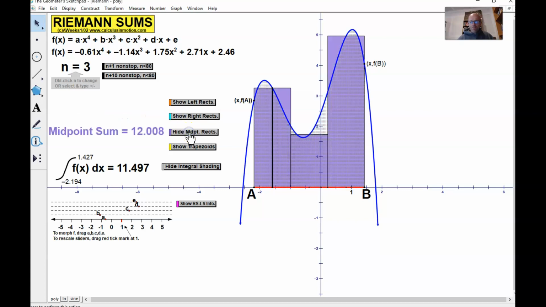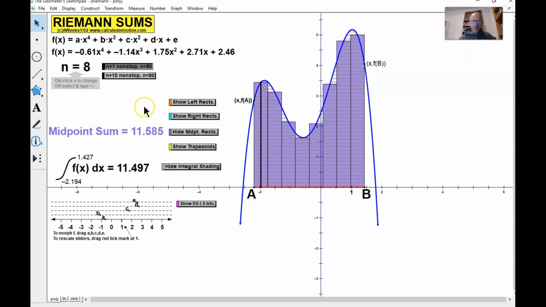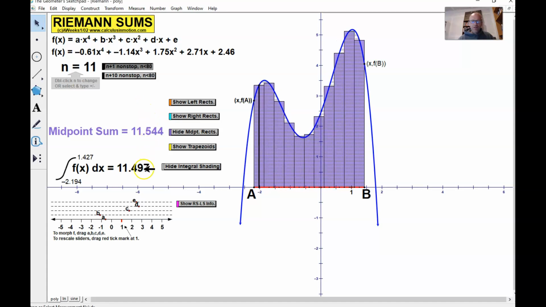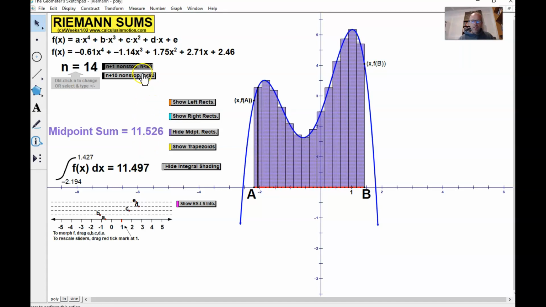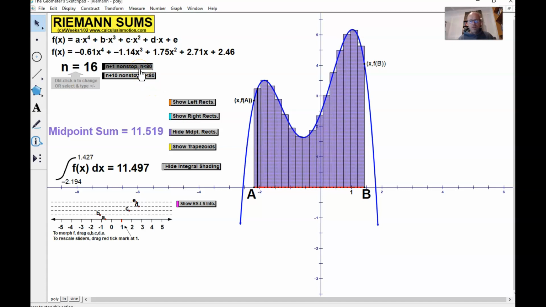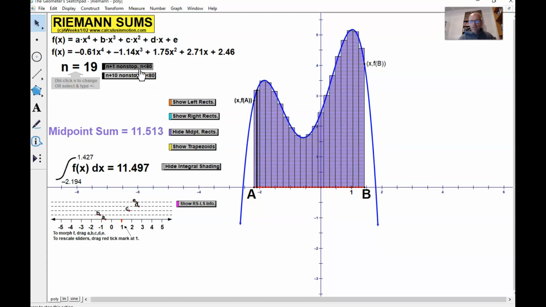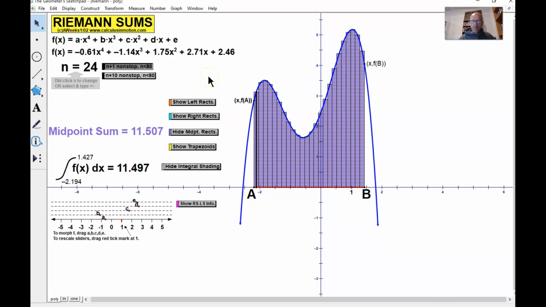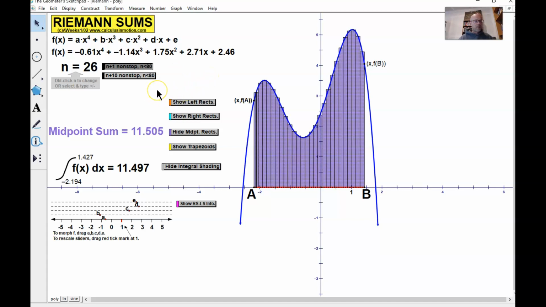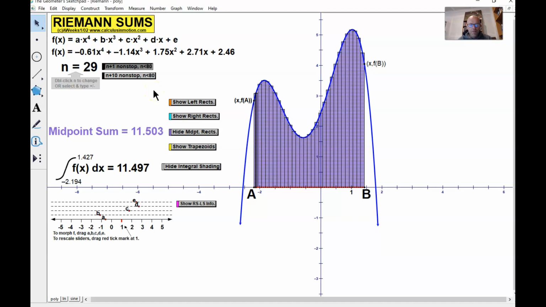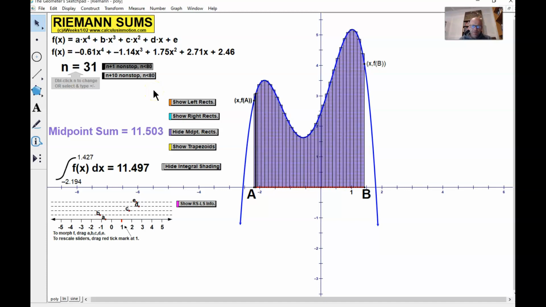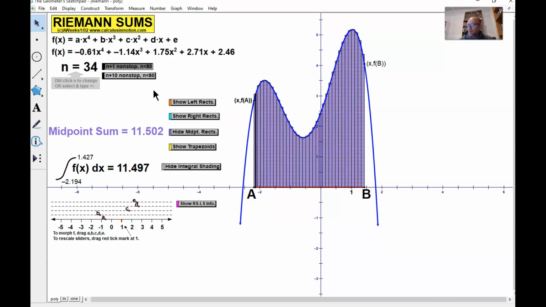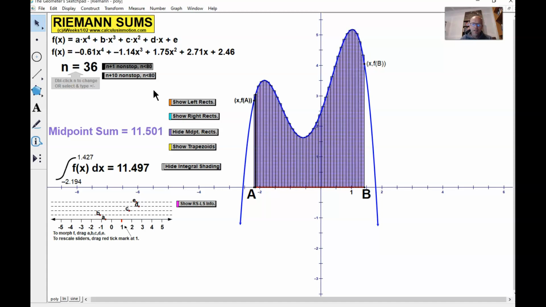Or if we go to a midpoint, there's the midpoint. Let's let those get closer. And again, you can see that the midpoint sum is getting closer and closer to the actual area. So it really doesn't matter which Riemann sum we choose, right, left, midpoint, or some other, as long as we're allowing the number of rectangles to approach infinity. It's going to approach the actual right area, and if we take the limit, then we find out what it's approaching, which is the exact area.